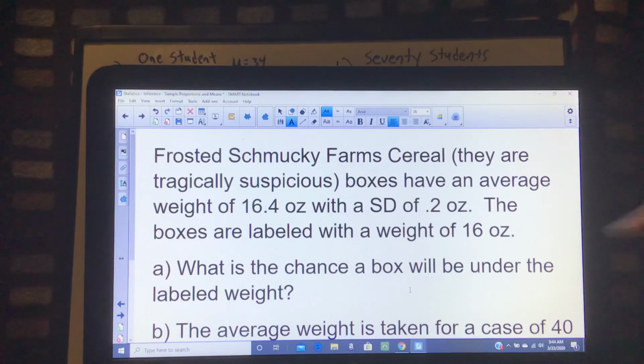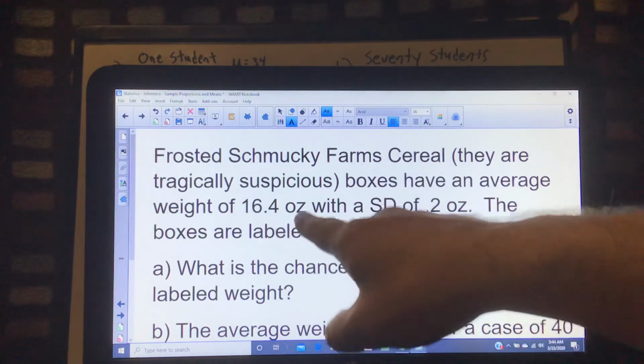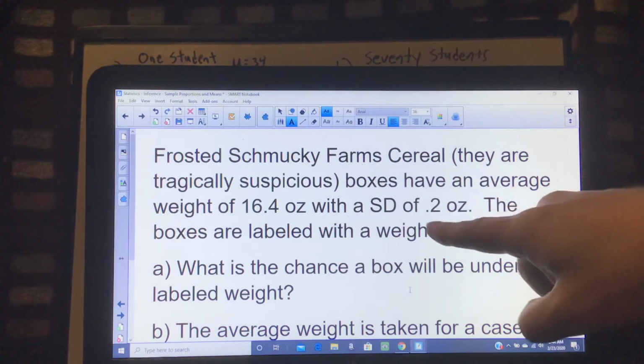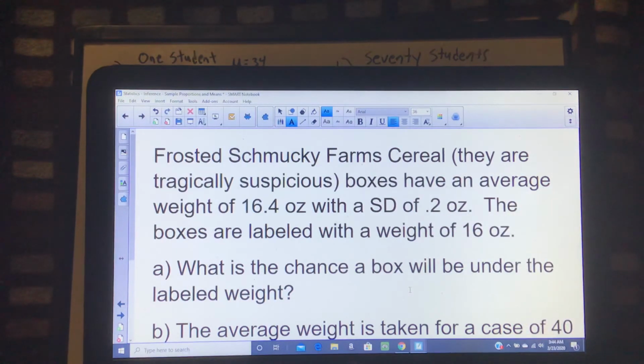Basically, pretend that the boxes have an average weight of 16.4 ounces with standard deviation of 0.2 ounces. The boxes are actually labeled 16 ounces. So this is not uncommon in real life because basically they don't want to go under the advertised weight, so they usually put a little more in. That way they're close to guaranteed that they'll meet the weight on the box and they don't get sued.